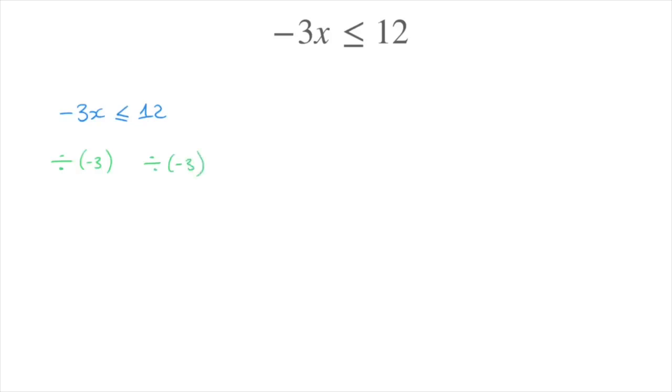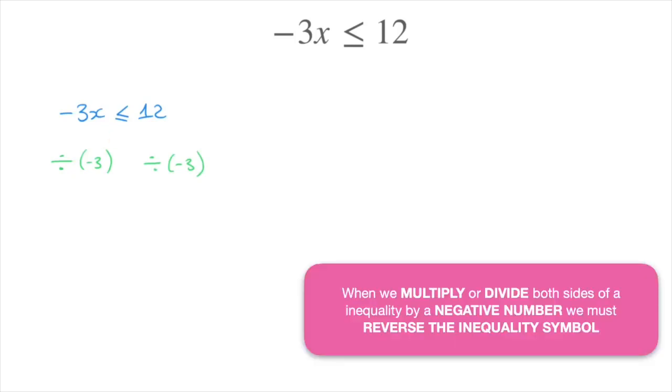And now, here comes the rule. If ever we multiply or divide both sides of an inequality by a negative number, we need to reverse the inequality symbol. In other words, since we're dividing both sides of this inequality by a negative number, this less than or equal to will become greater than or equal to. So keeping that in mind, let's carry on.